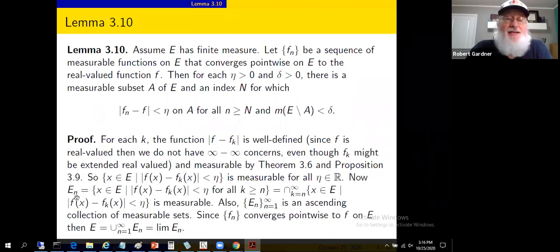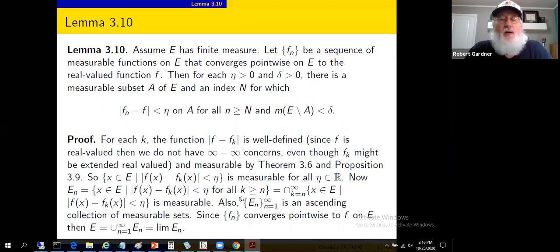Define E sub n to be a set of x values from set E such that the absolute value of f of x minus f sub k of x is less than eta for all k greater than or equal to n. Okay, so there's the new part in the definition of this E sub n set. If you like, that would be an intersection of all x in E such that f of x minus f sub k of x, absolute value of, is less than eta.